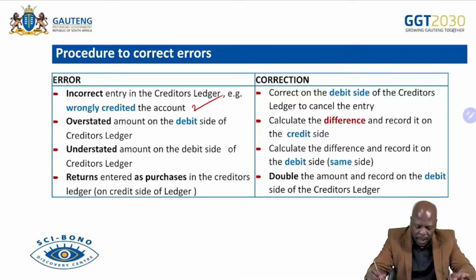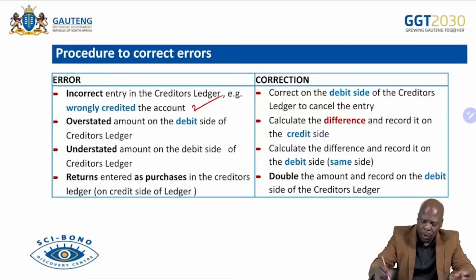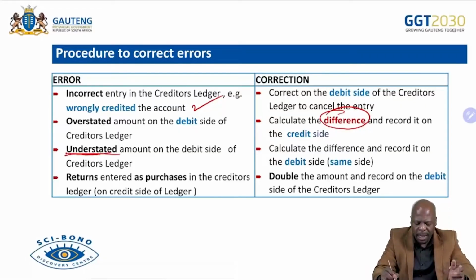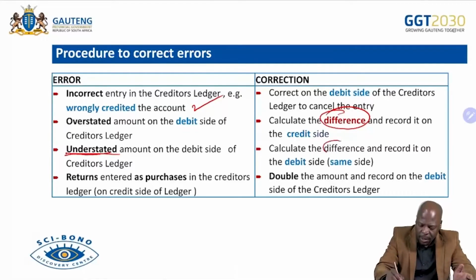Now, the next one is when an amount is overstated. An amount on the debit side of the creditors ledger. If an amount is overstated, you calculate the difference, then you record on the credit side. We are going to use this method of calculating the difference. You focus on the difference. If an amount is understated on the debit side of the creditors ledger, you also have to calculate the difference, then record it on the same side. So this is the key.